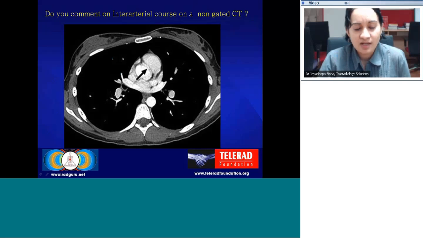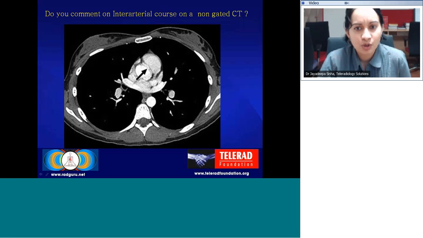Now here is another common radiologic dilemma. When we are reporting non-gated CTs, sometimes there can be a pulsation artifact at the aortic root, which can give rise to an appearance simulating that of an anomalous coronary origin or course between the pulmonary artery and the aorta.